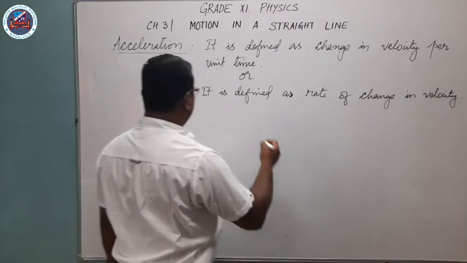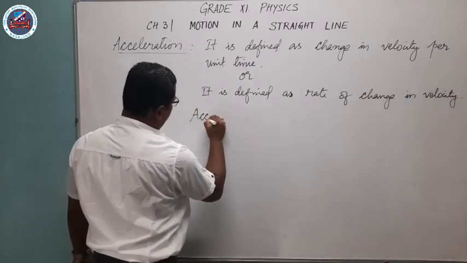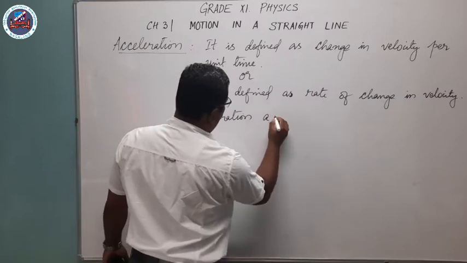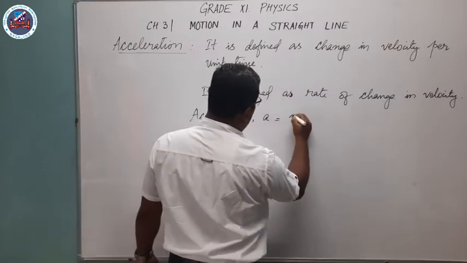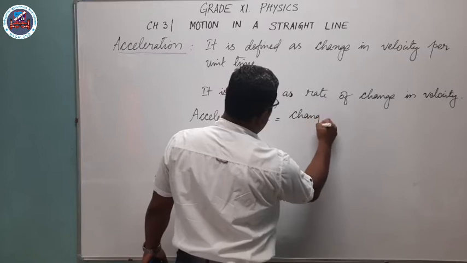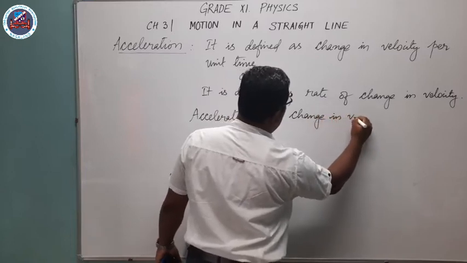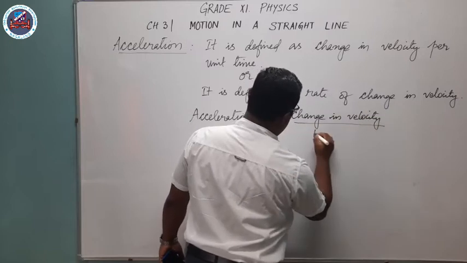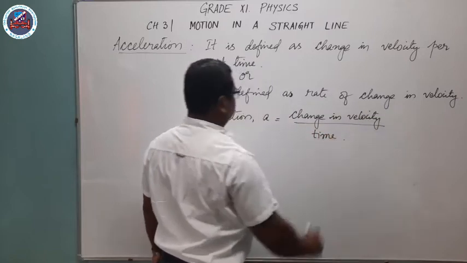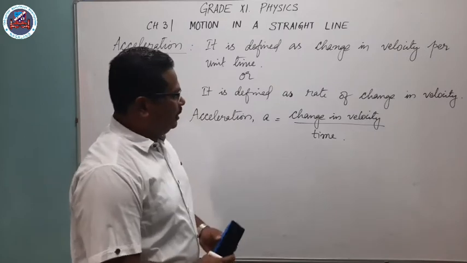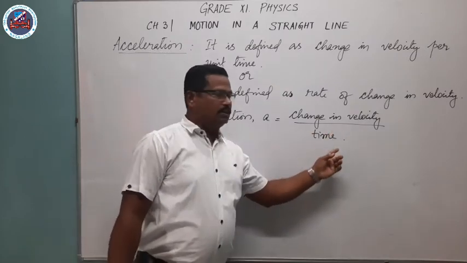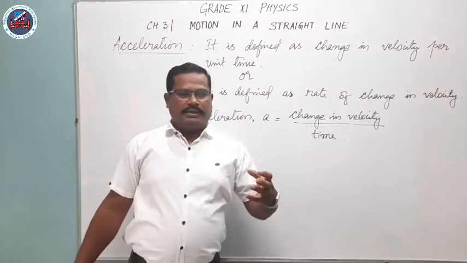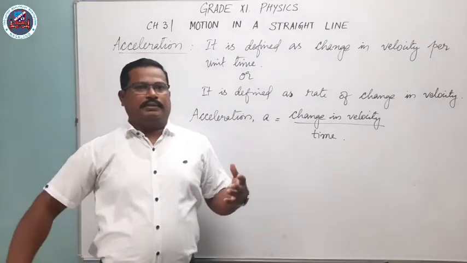Acceleration, mathematically, we write it as A. It is change in velocity per unit time or time interval. Now here, if you see mathematically, it is change in velocity with respect to time according to the definition. What does acceleration exactly mean?